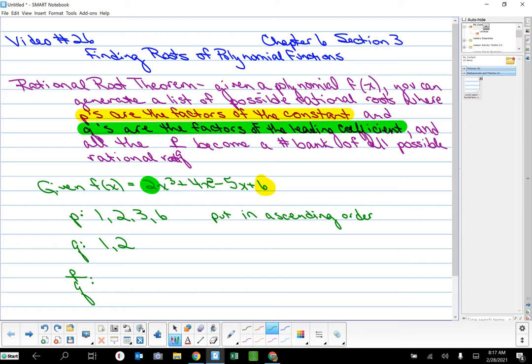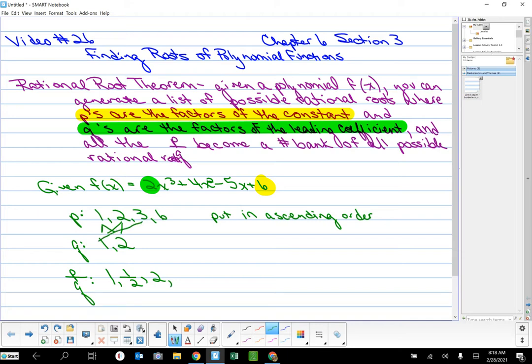Now we're going to match up every p with every q. So we go 1 over 1, 1 over 2. 1 over 1 is just 1, and 1 over 2 is a half. Then 2 over 1 is 2, and 2 over 2 is 1, which is already in the list, so we don't have to repeat it. We're only generating one number from that.